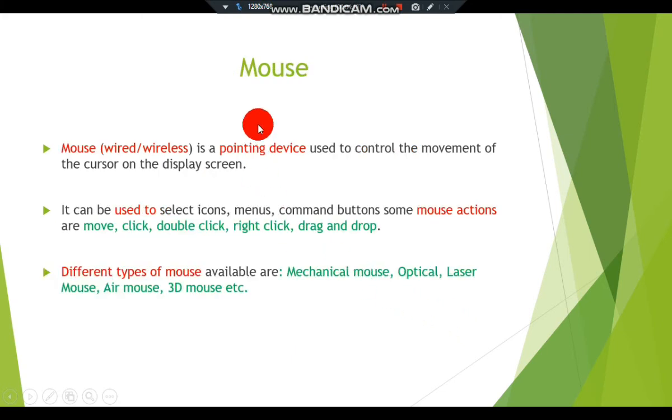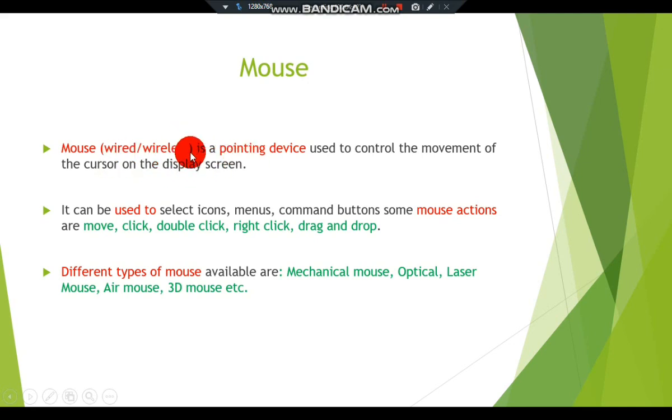This we also know very well. Mouse is used for pointing at the items available on your monitor, so we call it a pointing device. This is also an important one mark question: dash is a pointing device. Which one is a pointing device? Mouse. Mouse is also available as either a wired mouse or a wireless mouse.